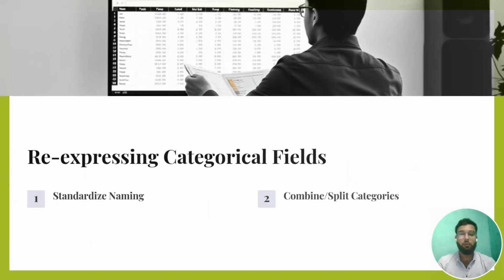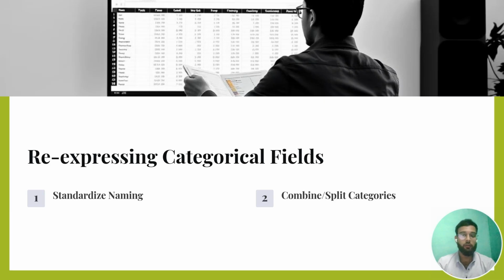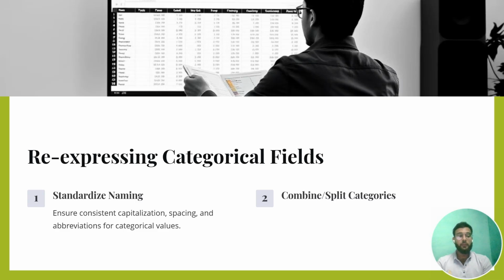Now we'll talk about re-expressing categorical fields. First, we can do it by standardized naming, so we can ensure consistent capitalization, spacing, and abbreviations for categorical values. Standardized naming is standardized. From the word itself, you can think this is standardized, means it's already defined. For example, for defining a function, we'll write the function keyword or func keyword, and then we'll write the name of the function.